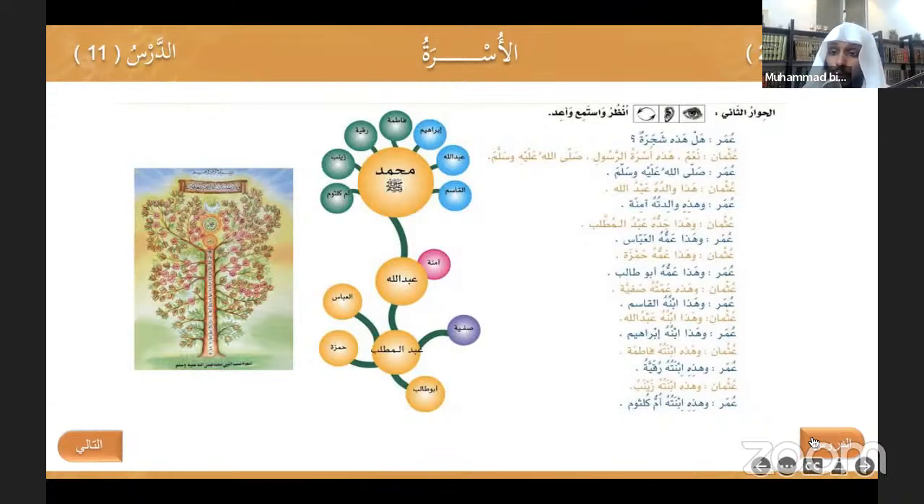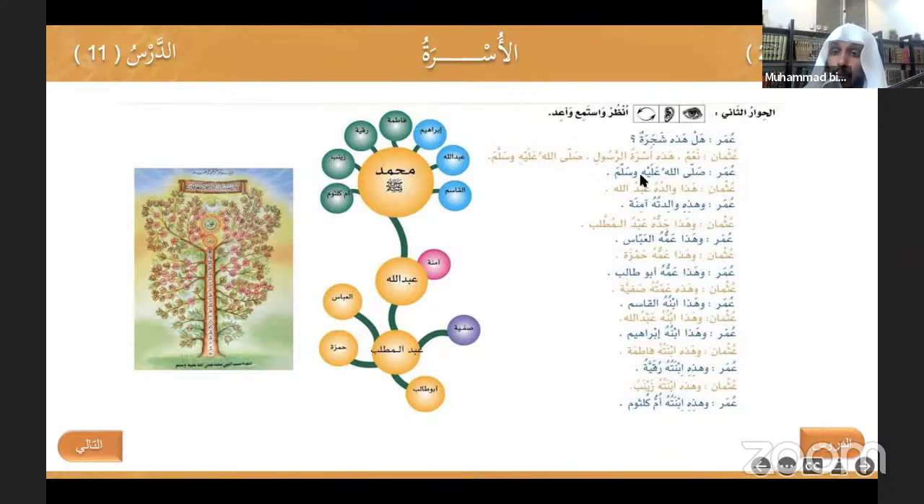Introducing your own family is the first dialogue, and introducing someone else's family is this dialogue. So the new thing we learn is that ha at the end, which is used to ascribe something to someone else. We'll cover more on that later, inshallah. For the rest, most of the dialogue consists of proper nouns, names of individuals, and there's nothing else really that is new.